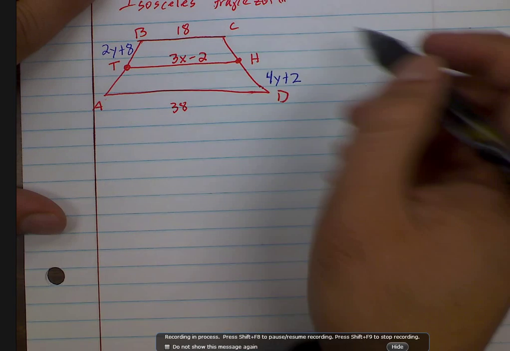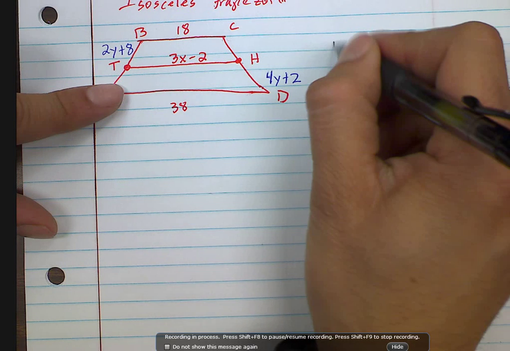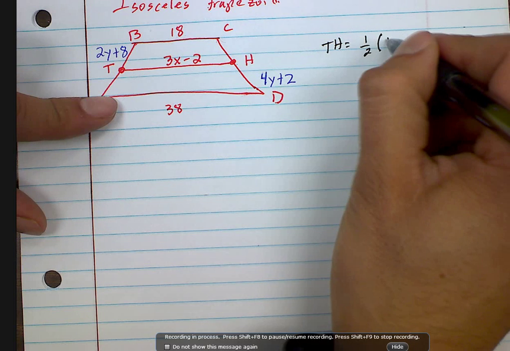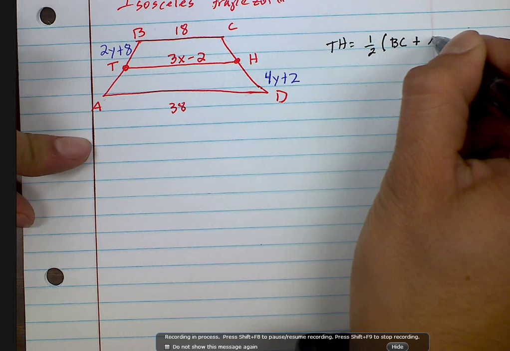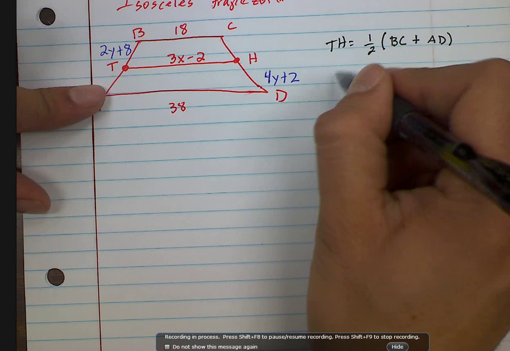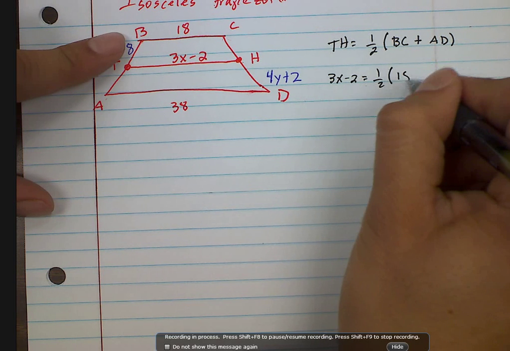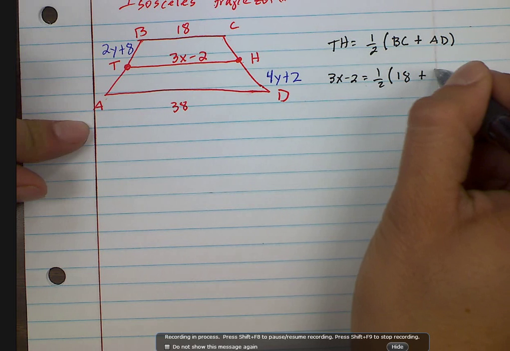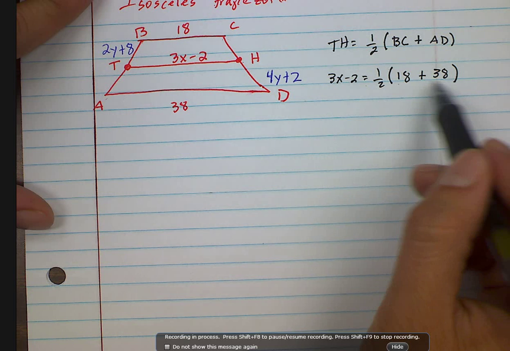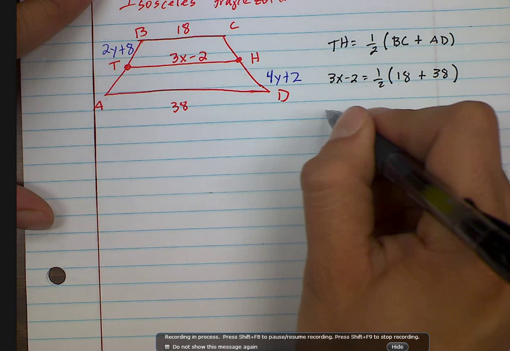All I have to do is, first, we know that the median, TH, is equal to 1/2 of the sum of the two bases, right? I always like to do that, and you should also do that. Write everything out, and then you just substitute in the values. So you know TH is 3x minus 2, right? You know BC is 18, and you know AD is 38. Okay, now since these two are just numbers, I don't really have to get rid of the fraction because I can just add them up and then divide by 2.